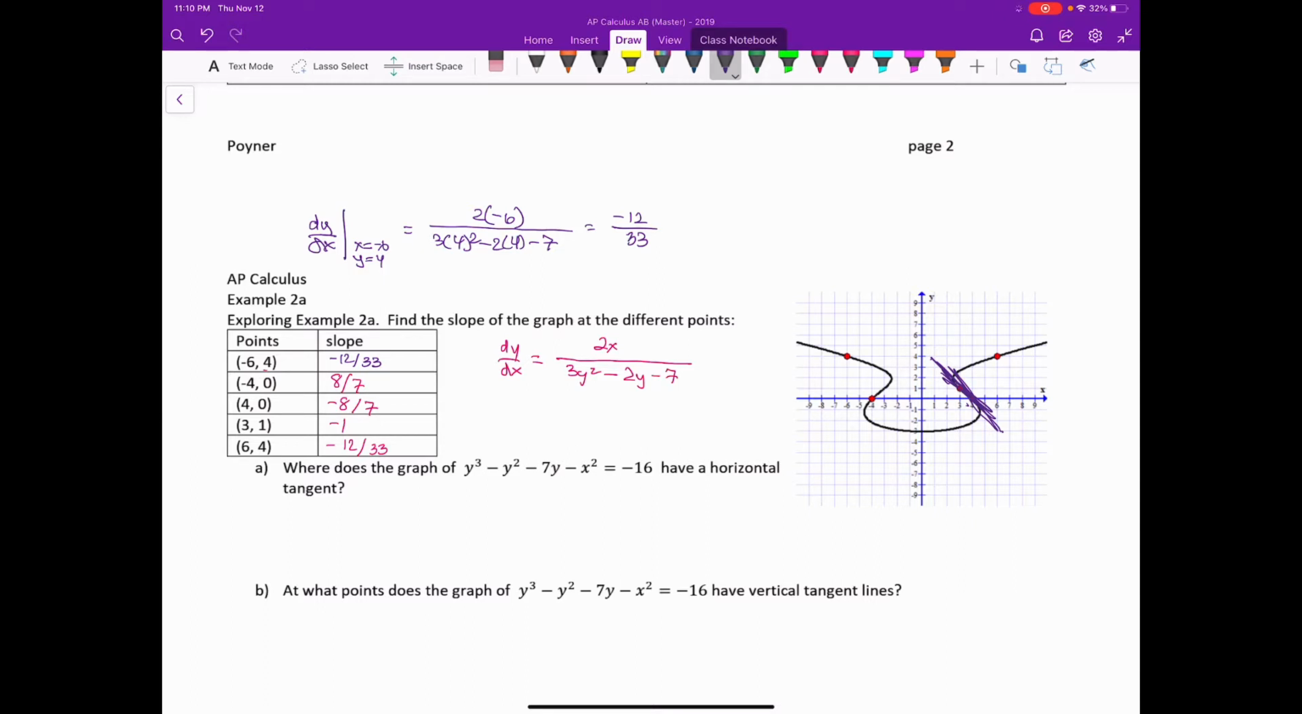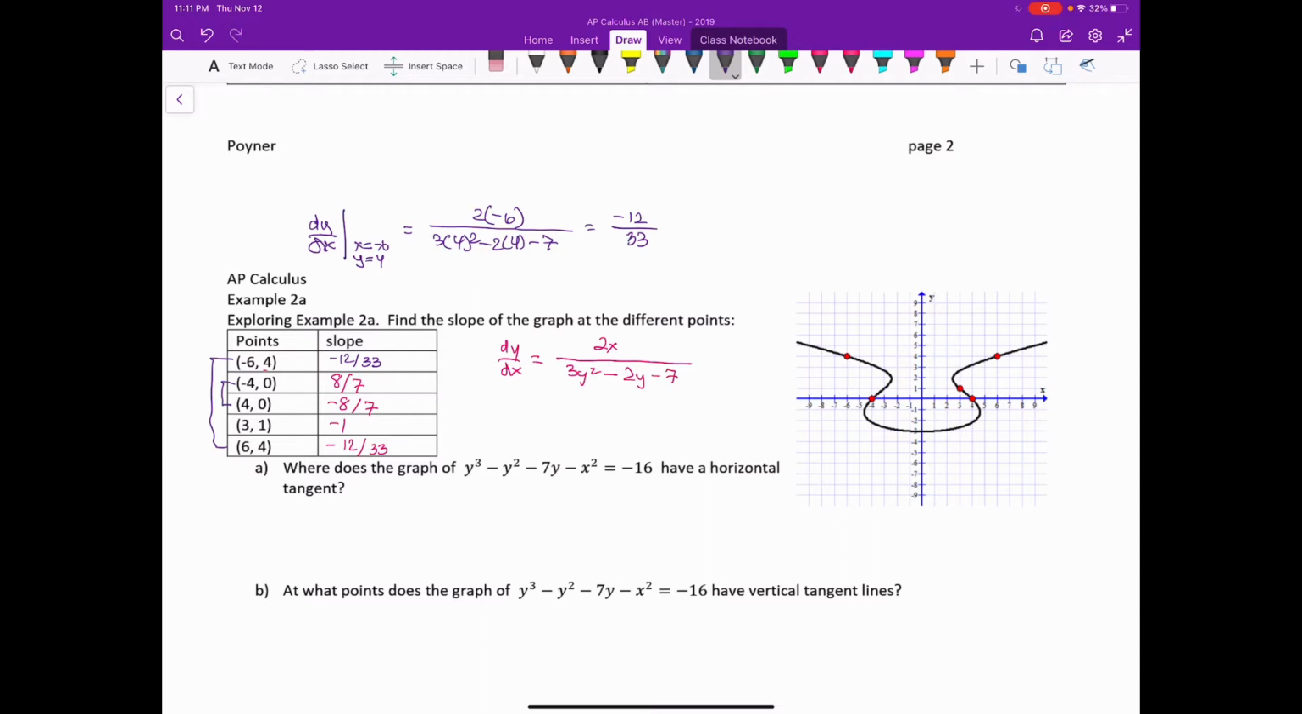And then because the graph is symmetrical, it also makes sense to me that these two slopes would be opposites of each other. And the same for -4 and 4, when x is -4 and x is 4. It would make sense that those two are opposites of each other.